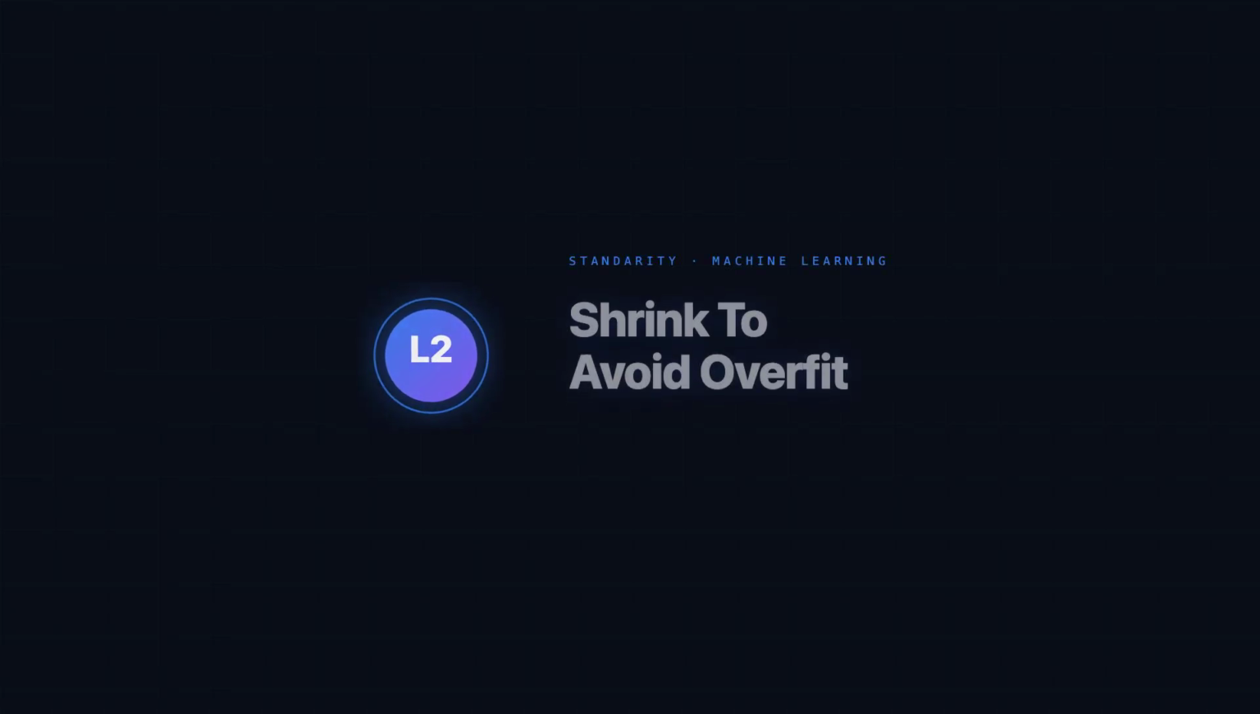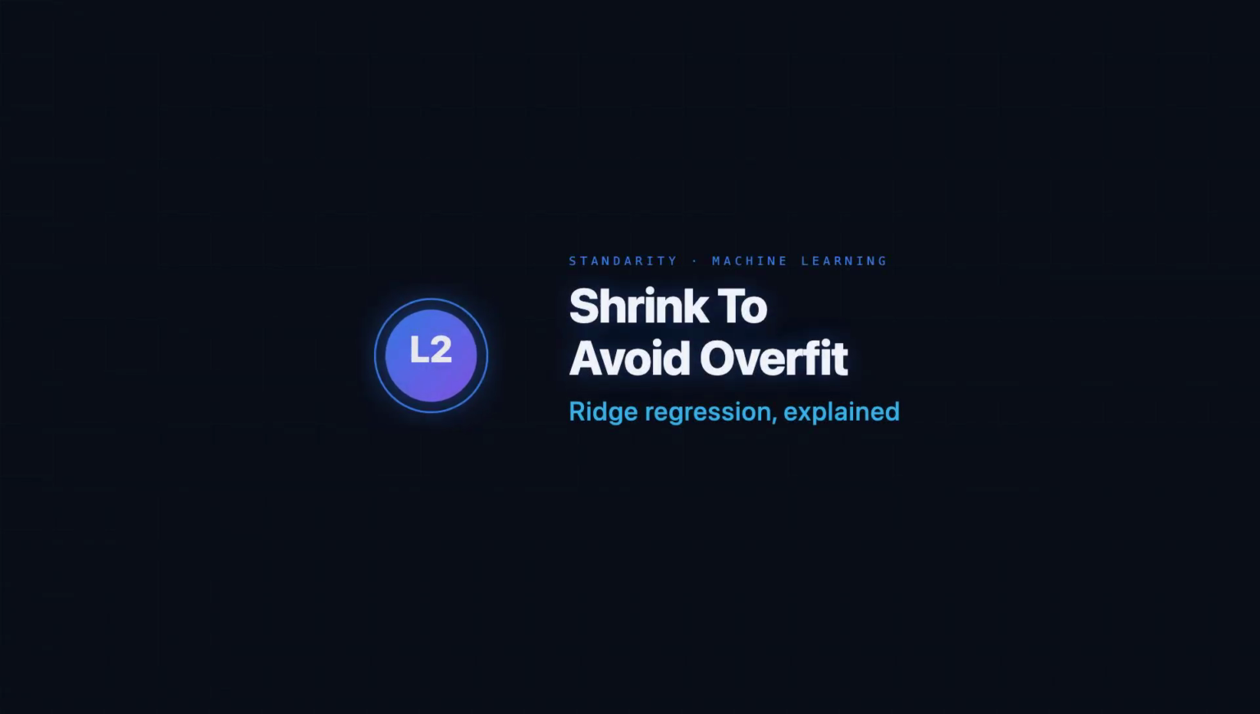Ordinary linear regression has a quiet weakness. When your features are numerous or highly correlated with one another, the fit can go haywire. The model produces enormous, unstable coefficients that swing wildly with the tiniest change in the data, and it ends up memorizing the training set instead of learning the real pattern.